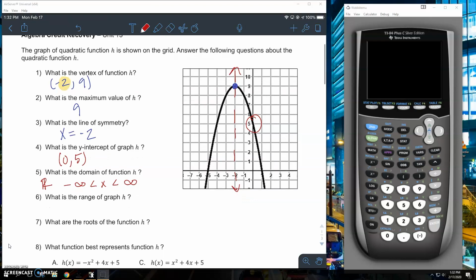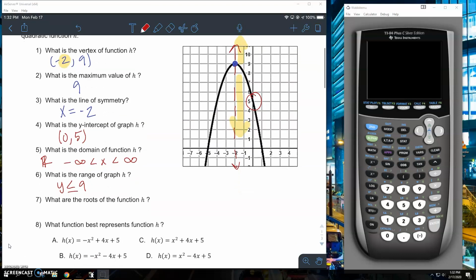Okay, what is the range of graph h? Well, range is your y values. And so here my range is going to be y. I'm using the y value of the vertex. And then I'm looking, is my graph greater than 9 or is it less than 9? Well, if you notice here that our graph opens down, so it's going to be less than or equal to 9.